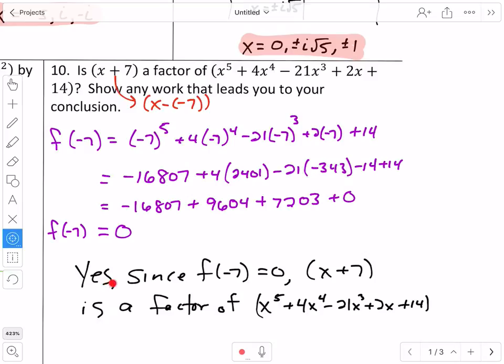It's important that I'm saying why this worked. So it says show any work that leads to your conclusion. I showed work, and then I said, yeah, since f of negative 7 equals 0, x plus 7 is a factor of this. If you did long division, you would say, since this polynomial divided by x plus 7 has a remainder of 0, then it's a factor.